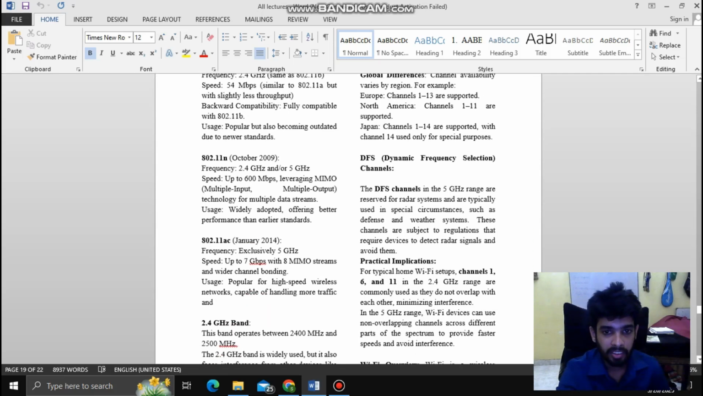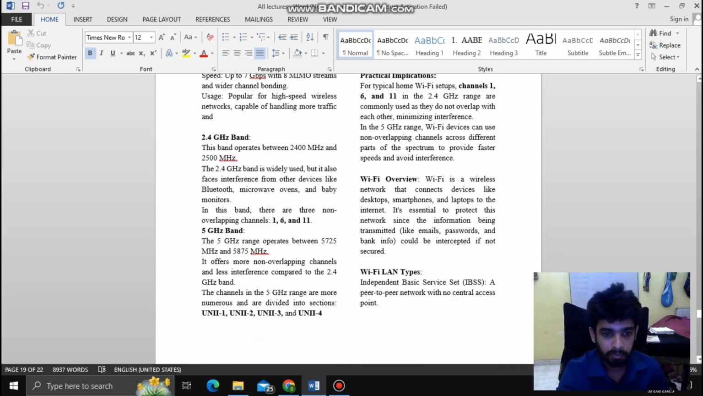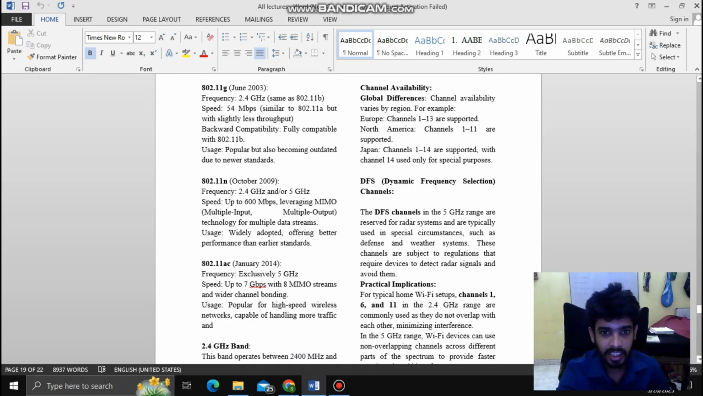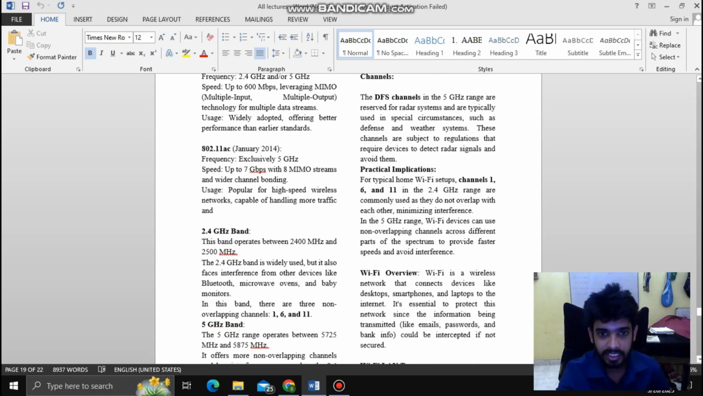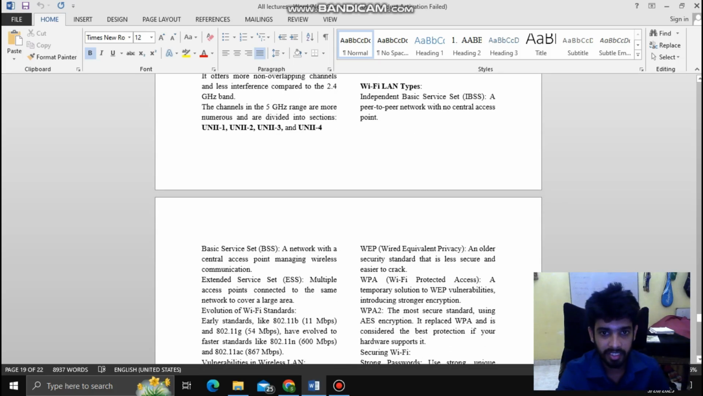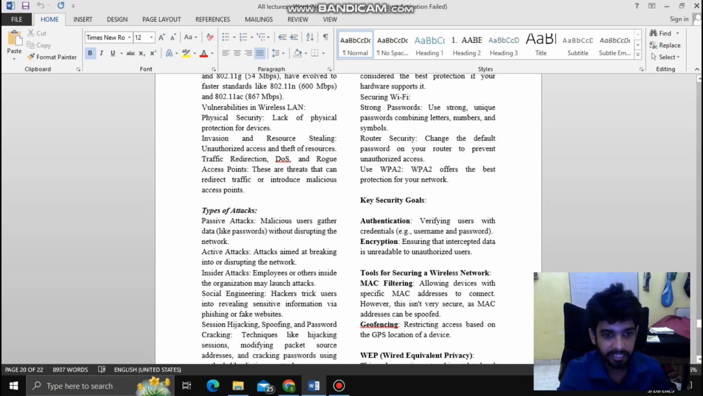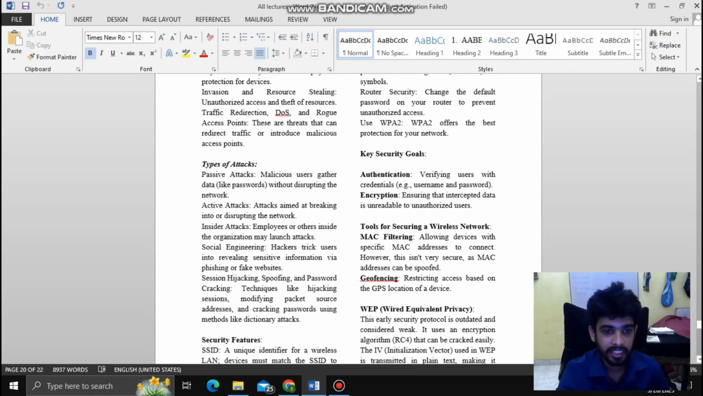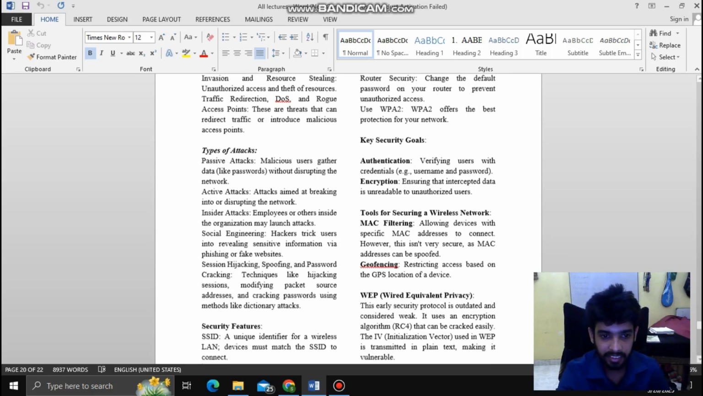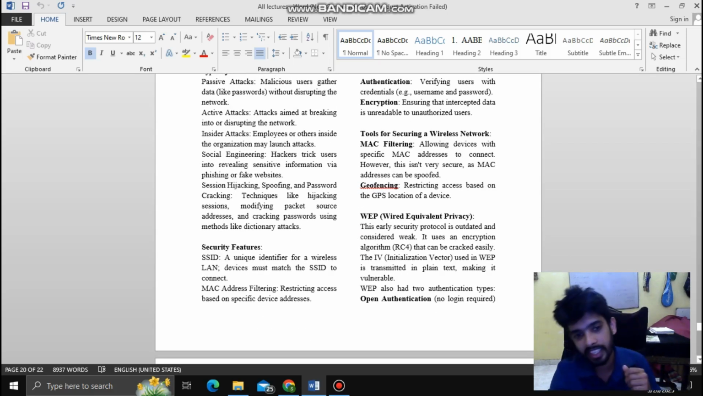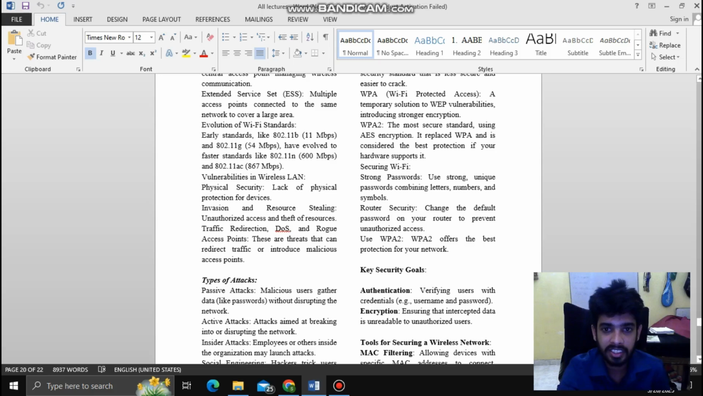Going further, we come to the availability of channels, the global differences between these channels, then dynamic frequency selection channels and Wi-Fi LAN types. Then mainly the next part is security, the types of attacks we can have: active attacks, social engineering, phishing, session hijacking, tracking, or insider attacks. To overcome these attacks, there are security features such as SSID, and MAC address filtering.